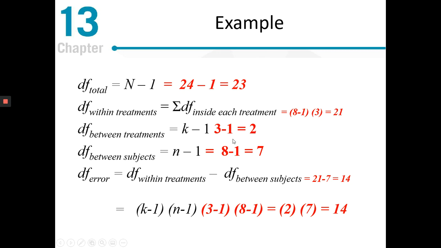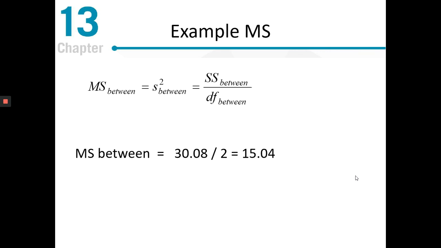Between treatments is the same as the one-way. It's always going to be, for us, 3 minus 1 is 2. Between subjects is lowercase n minus 1. We have 8 people, 8 minus 1 is 7. Error is always going to be within minus between subjects. So within 21 minus 7, 14. Conversely, you could do k minus 1 times n minus 1, k 3 minus 1, and small n 8 minus 1. So that's 2 times 7 is 14. Same number. You just have to do one or the other unless you want to double check.